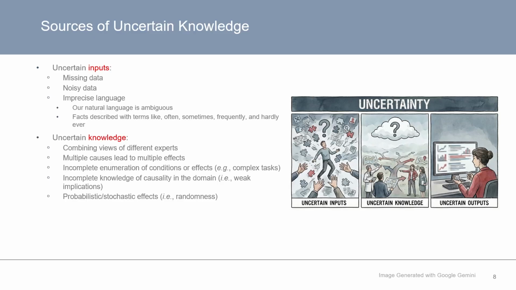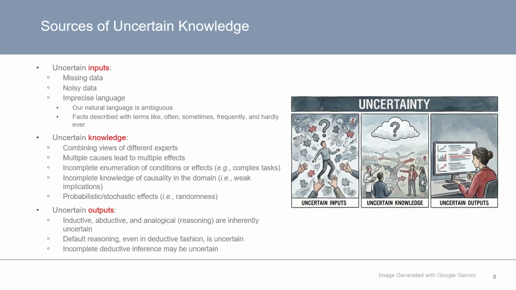Uncertainty in knowledge might result from combining the views of different experts, there being multiple causes that lead to multiple effects, having an incomplete enumeration of conditions or effect, having an incomplete knowledge of causality in the domain, which might mean that our implications are weakly structured, and then of course there's always probabilistic and stochastic effects, or just uncertainty that comes from randomness itself.